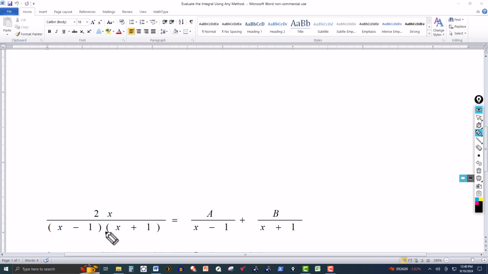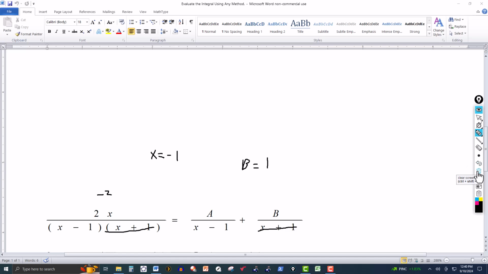If I want to find b, I cover this up right here, and I let x equal to -1. Over here on the right side I've got b, and on the left side -1 there is -2, -1, and a minus 1 is -2, -2 over -2 is 1. So I get b is equal to 1. That's the cover-up method. So I know the constants.